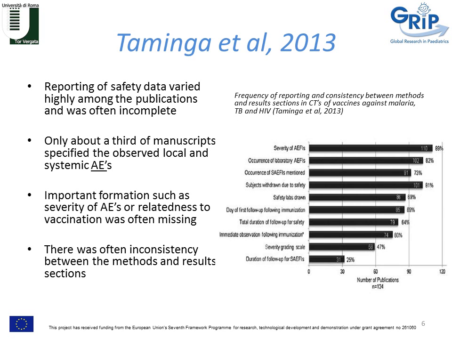In this paper, reporting of safety data varied highly among the publications and was often incomplete. Only about a third of manuscripts specified the observed local and systemic adverse events. Important information such as severity of adverse events or relatedness to vaccination was often missing.